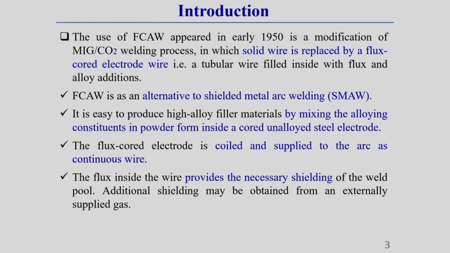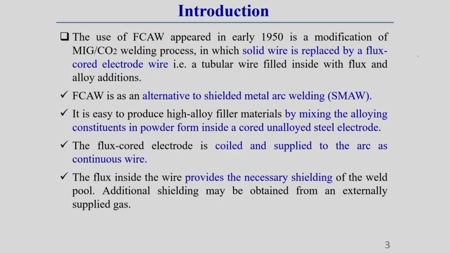Here you see, the use of this welding technique appeared in 1950. It is actually a modification of the MIG welding process, you can say. MIG welding means the gas used for shielding purpose is CO2. So it is also sometimes called the MAG welding process, because CO2 is an active gas. So it is a replacement, or a modification, of this MAG welding process, in which a solid wire is replaced by a flux core electrode wire.